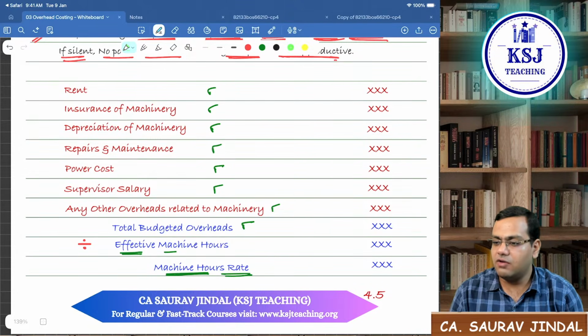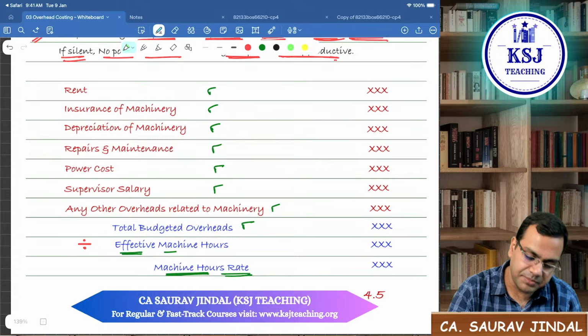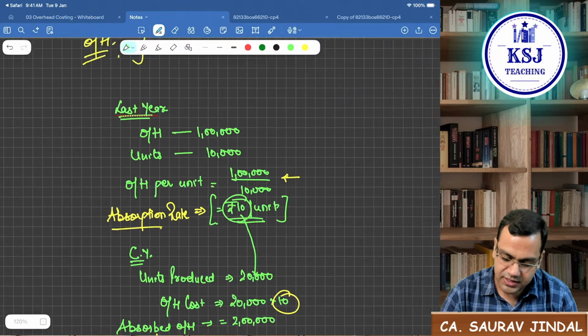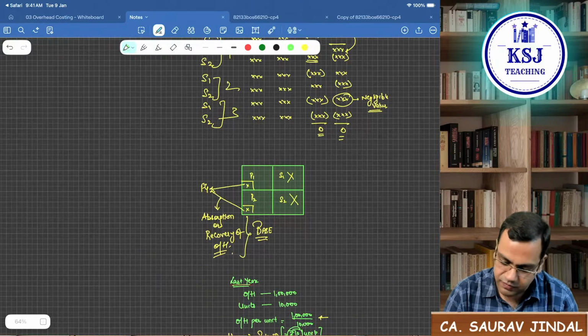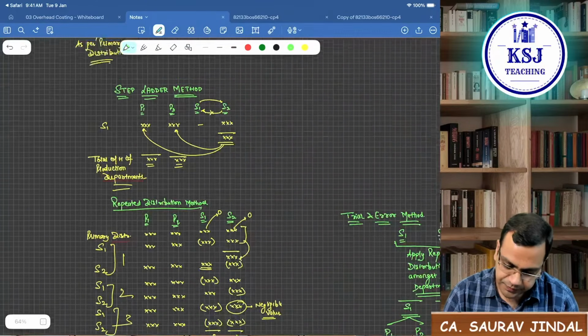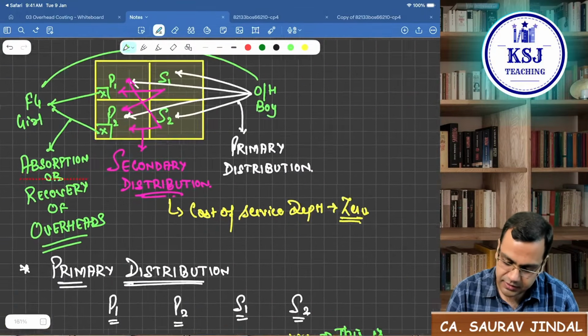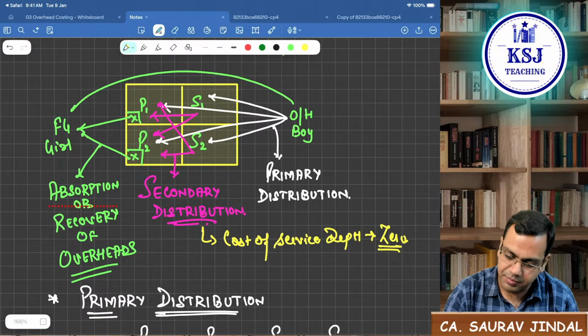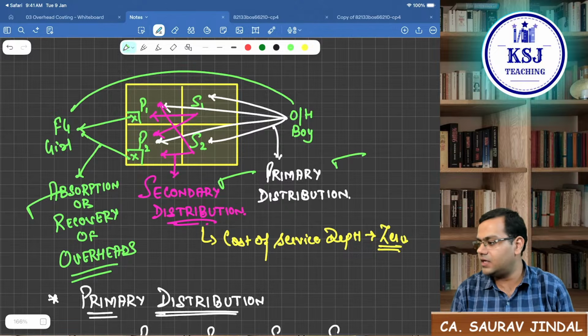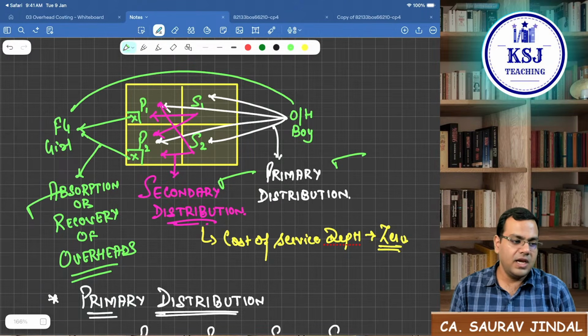So now we are complete with all the three steps. These were the three steps that we were talking about. Absorption also done. Primary distribution done. We are done with secondary distribution, and now we are done with the absorption or recovery of overheads. Now moving on to the next topic.